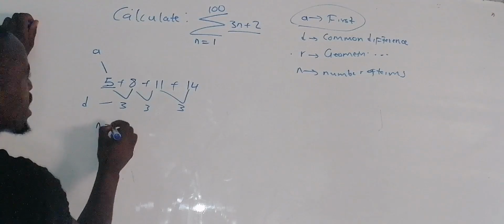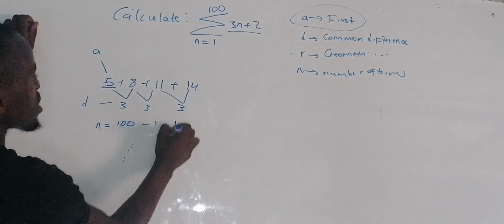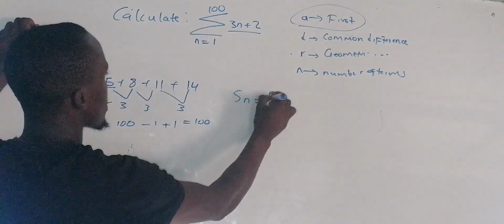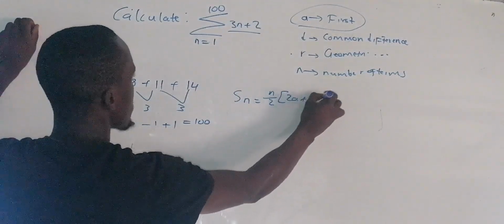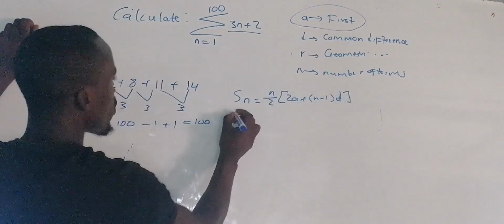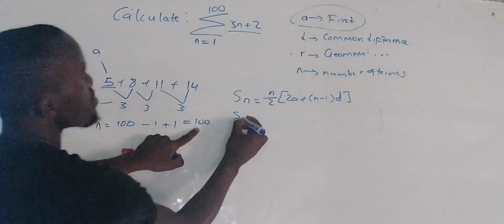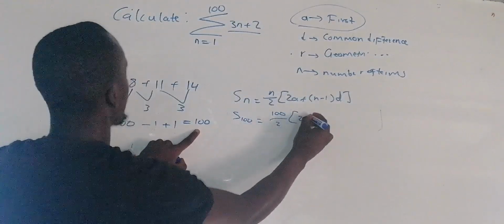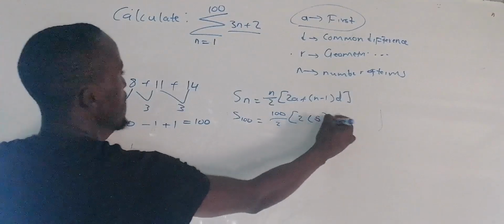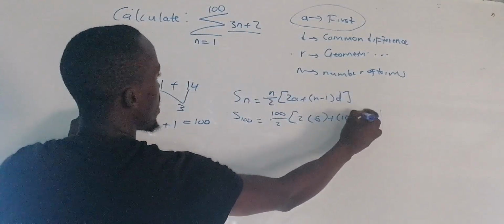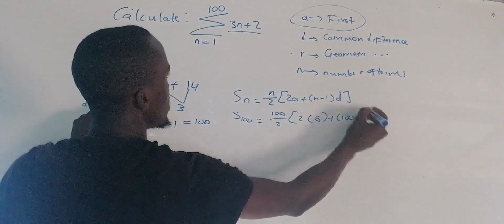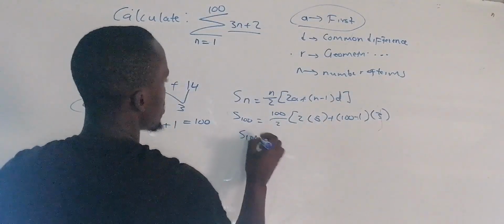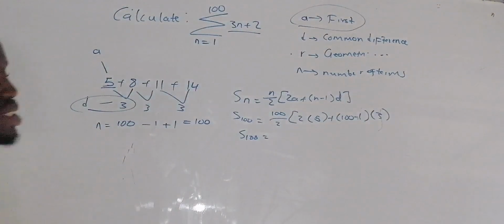Now what's the value of n? It will be 100 minus 1 plus 1, which is 100. Therefore we can use the formula S_n equals n over 2 times (2a plus (n − 1)d). We'll be calculating the sum of 100 terms. So it will be S_100 equals 100 over 2 times (2, what is the value of a? It's 5, plus 100 minus 1, then what's the value of d? It's 3. When you substitute the 3, then you just punch this on your calculator.